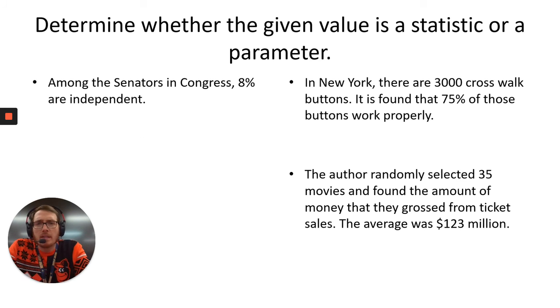Just some review pieces of the things we've talked about because there are a lot of terms and definitions. Let's go back to statistic versus parameter. Among senators in Congress, 8% are independent. That would be a parameter because you can see what all the senators are. There's 3,000 crosswalks in New York City. 75% of them work properly. Again, a parameter because I'm checking all of the crosswalk buttons. An author selects 35 movies and found the money from ticket sales, and the average was 123 million. That would be a statistic because I didn't check every movie. I just checked a sample of all the movies.